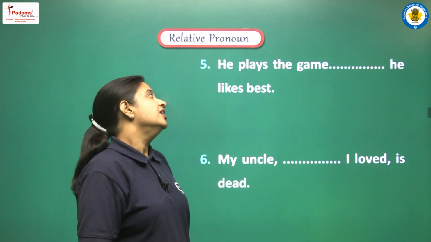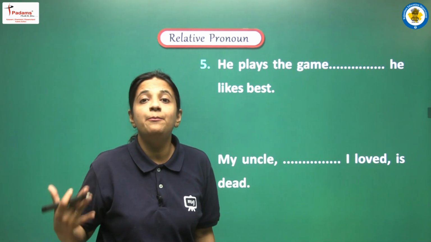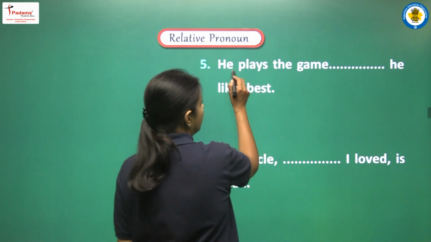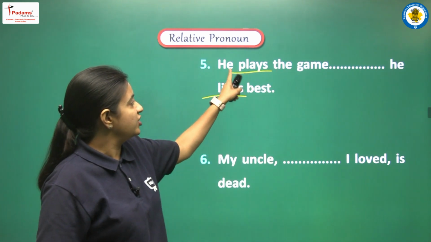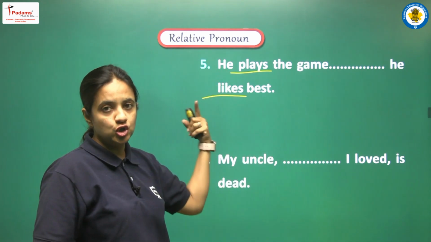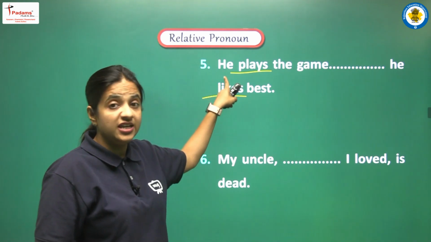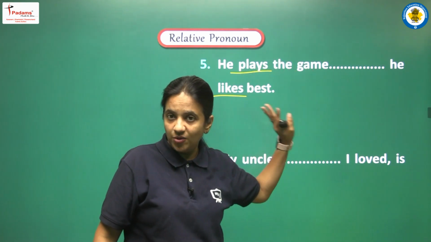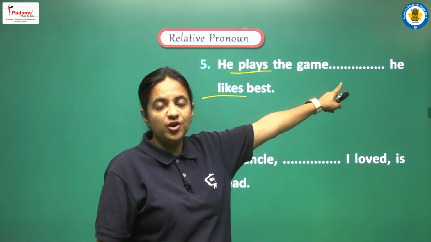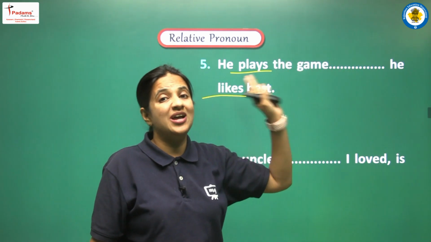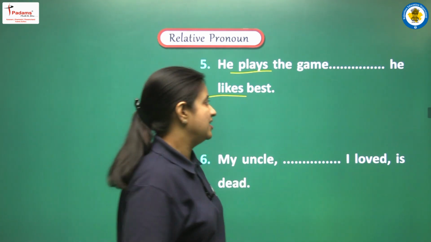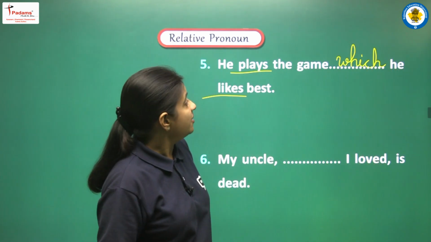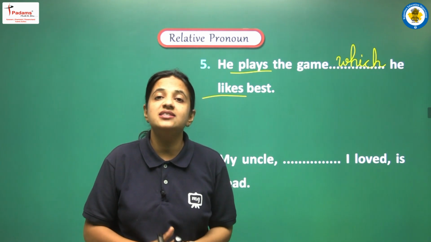Moving on, next we have, he plays the game blank he likes best. Okay, so let's do the proper analysis of the sentence. First of all, we can see that we have two verbs here, plays and likes, right? So we have two actions. The first action is to play, the second action is to like, and these actions are associated with he. So in this sentence, he is given as the subject, yes, and game is the object. We have to write here one relative pronoun that will have the relation with the object. So now I am very sure you all have your answer. So yes, our answer will be which here. And the complete sentence will be, he plays the game which he likes best.